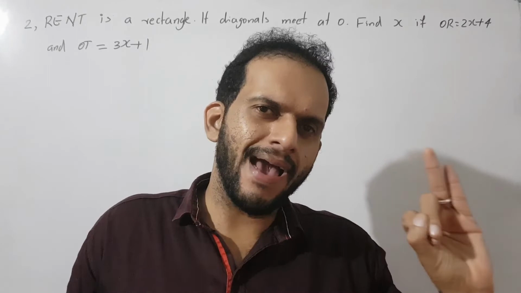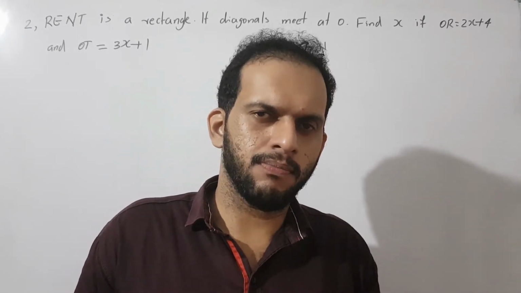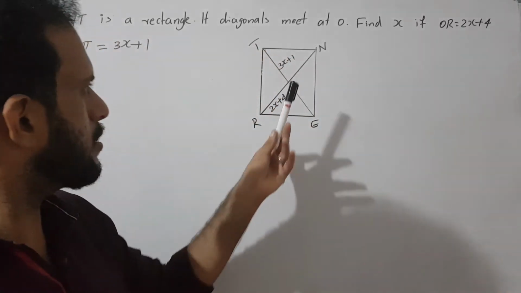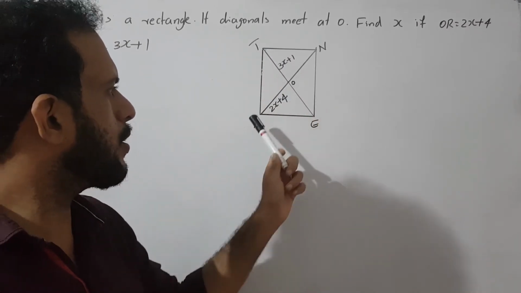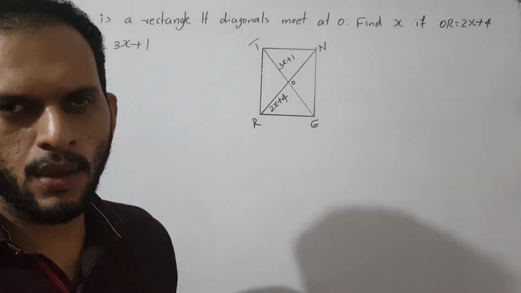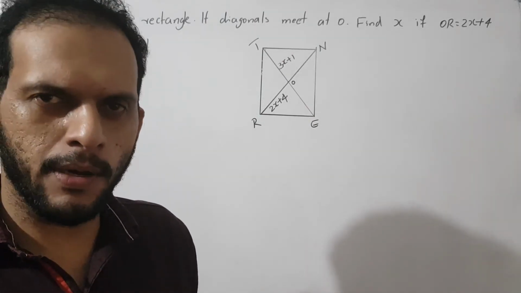Second property, diagonals bisect each other. Bisect each other means O is the midpoint of the diagonal TE and O is the midpoint of the diagonal RN.